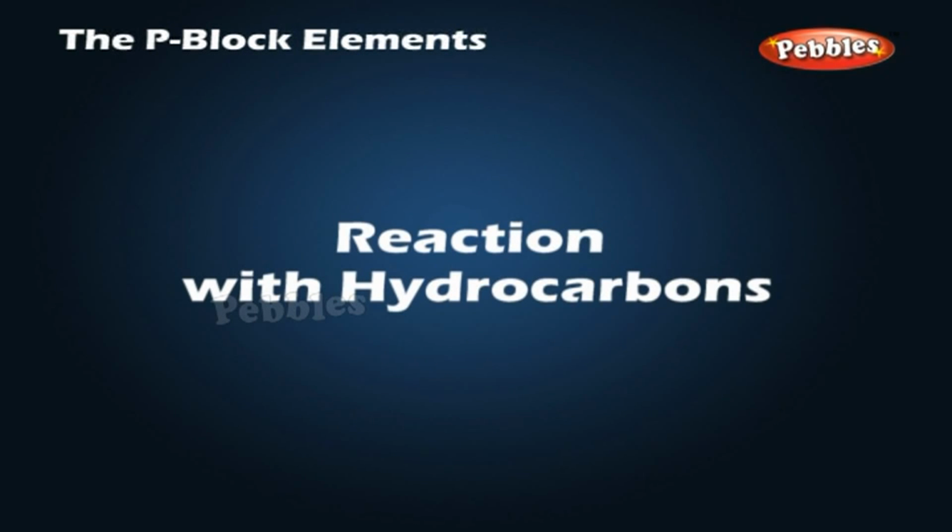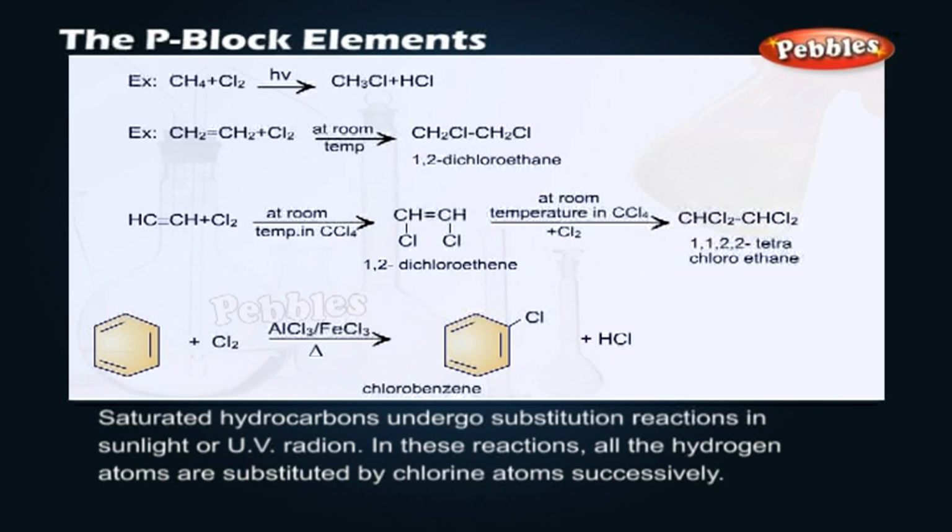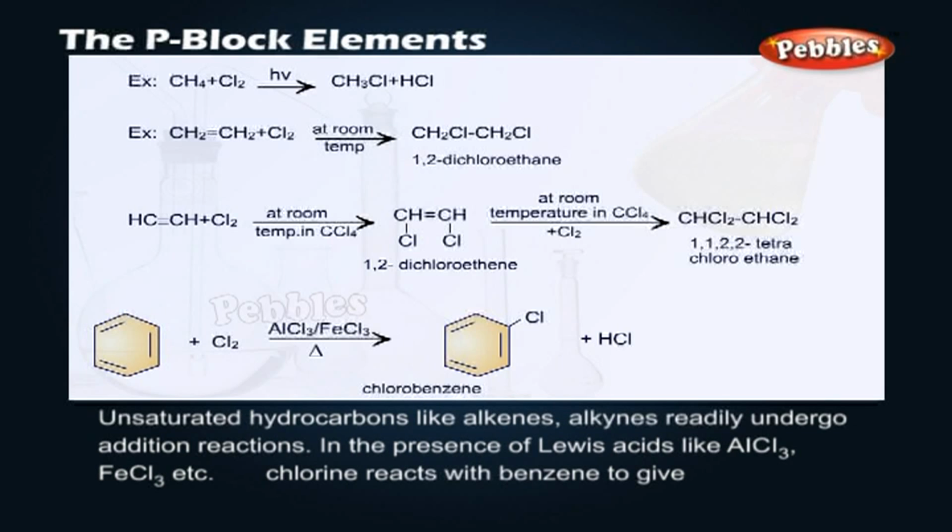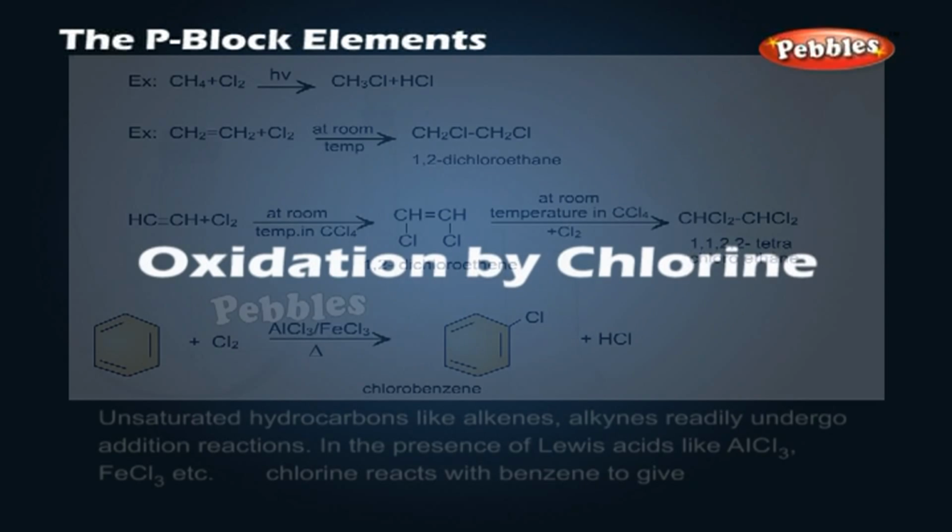Reaction with hydrocarbons. Saturated hydrocarbons undergo substitution reactions in sunlight or UV radiation. In these reactions, all the hydrogen atoms are substituted by chlorine atoms successively. Unsaturated hydrocarbons like alkenes and alkynes readily undergo addition reactions. In the presence of Lewis acids like AlCl3, FeCl3, etc., chlorine reacts with benzene to give chlorobenzene.